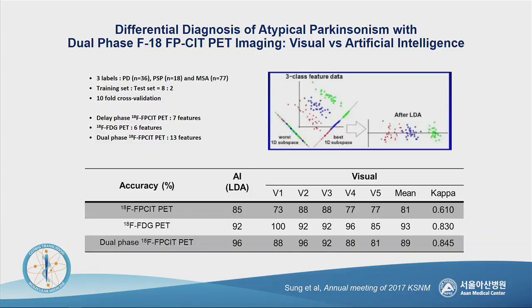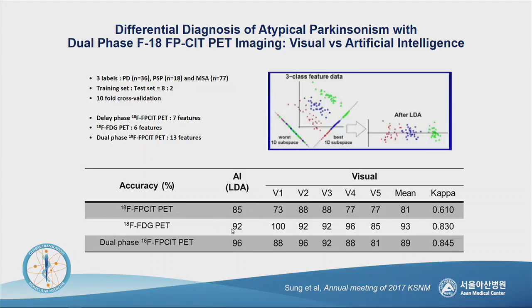Lastly, I will show you our preliminary study data. We evaluated the diagnostic accuracy of dual phases of FPCIT PET imaging for the differential diagnosis of Parkinson's disease and atypical Parkinsonism by visual interpretation and artificial intelligence using machine learning. As you can see, using the delayed FPCIT image only, the diagnostic accuracy of visual interpretation and AI was 81 to 85%.